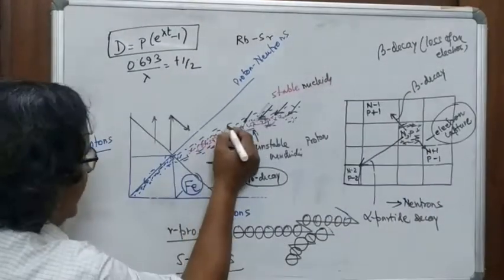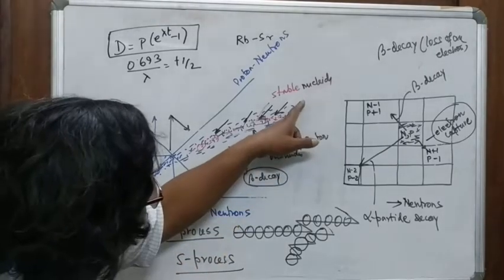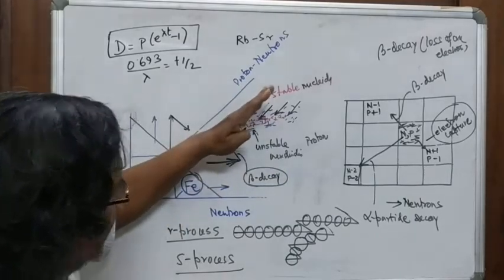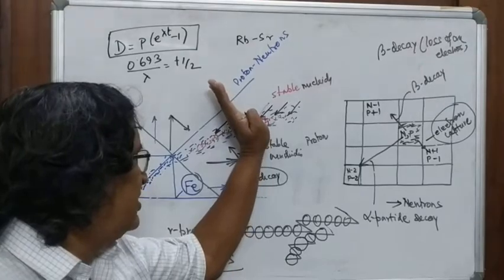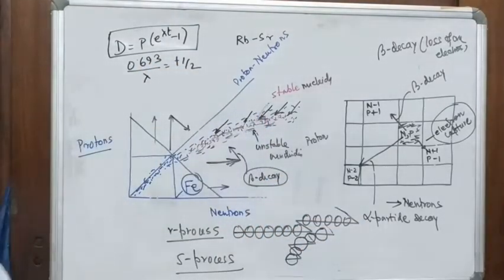Alpha particle decay has a trajectory like this. So alpha particle decay also brings you from unstable zones to stability fields, but the trajectory is like this. Whereas for beta decay, the trajectory is like this, and electron capture is this way. So this is what happens due to radioactivity.